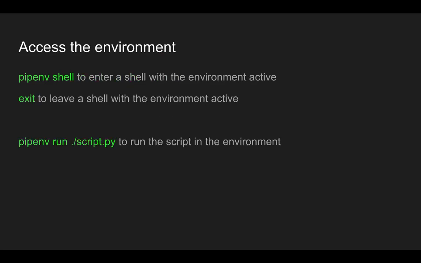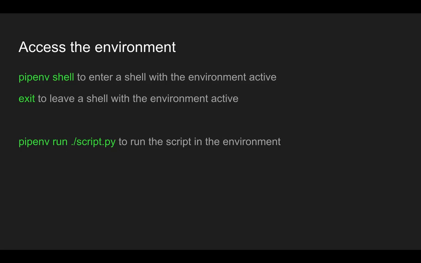So to access the environment, there's two common ways that you're going to do that. You're either going to run pipenv shell, and it's going to drop you into a new shell that has that environment active. So if you run pipenv shell, you're in the command line prompt, you type python, it's going to give you Python for whatever environment that you're in. When you're done and you want to leave, type exit, and it leaves the environment.